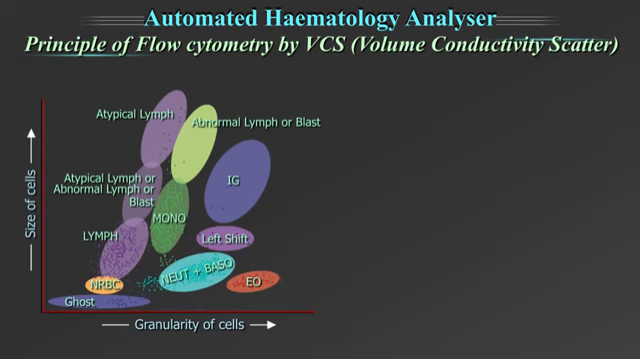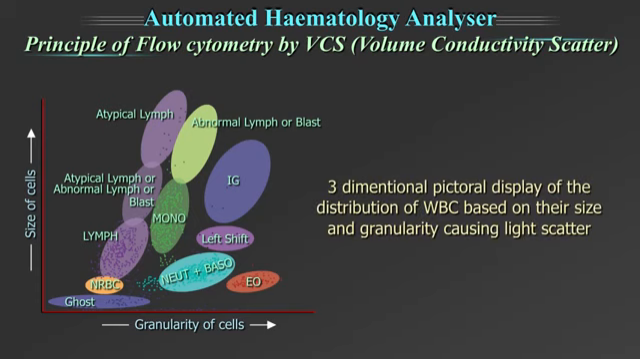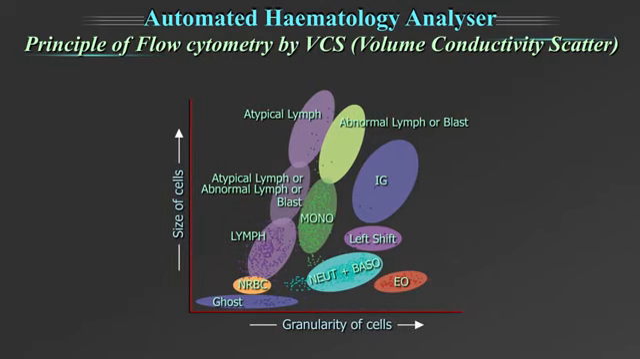Scattergram. Scattergram is a 3-dimensional pictorial display of the distribution of the white blood cells based on their size and granularity, causing light scatter. In a scattergram, the x-axis represents the granularity of the cells, thereby pushing agranular cells like lymphocytes and monocytes on the left side of the scattergram. Highly granular cells like the eosinophils are pushed to the extreme right of the scattergram.